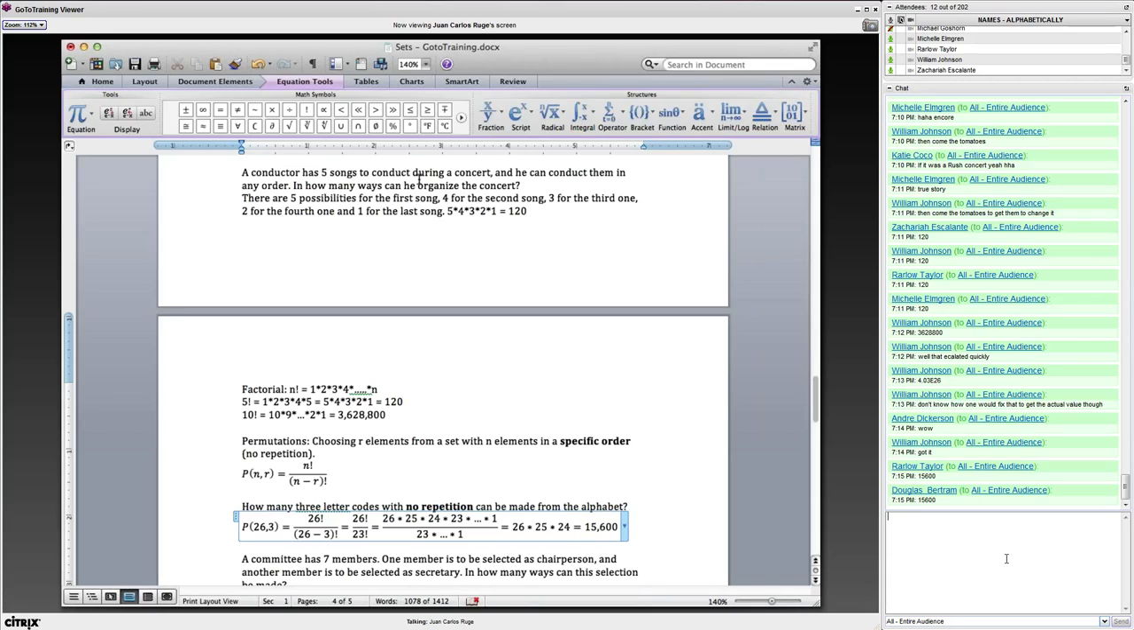We know this multiplication, it is going to be 15,600. How was that, guys? Yes, if you remember that this is a specific order, because it is a code. You know that the code ABC is different than the code CBA. So here we need a specific order. So that's a formula you have to use.